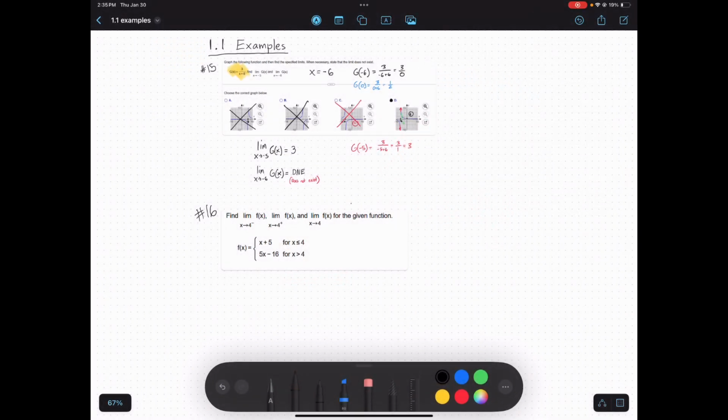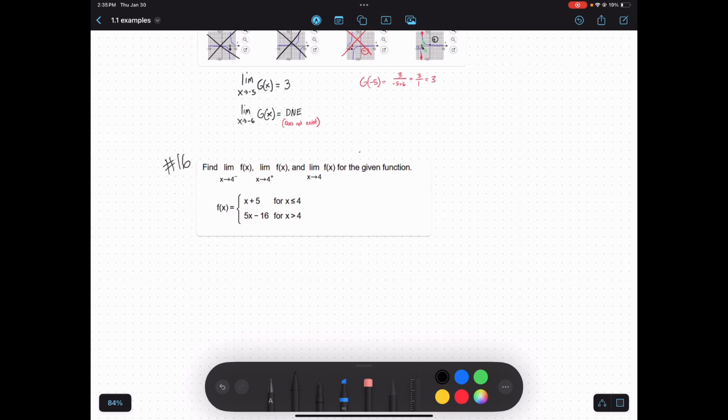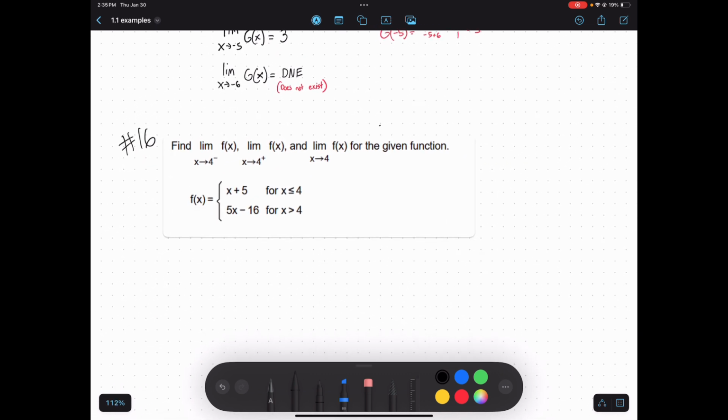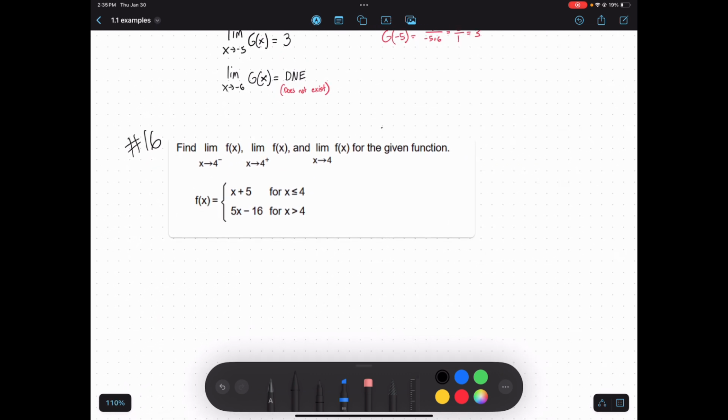Okay, so the next example I'm going to go through is just the very next problem, number 16. And the reason why I want to go through this one is because this one doesn't give me a graph at all. It doesn't give me a graph to start with, and it doesn't give me a graph that I'm just supposed to select which one's the correct one. It just doesn't give me a graph.